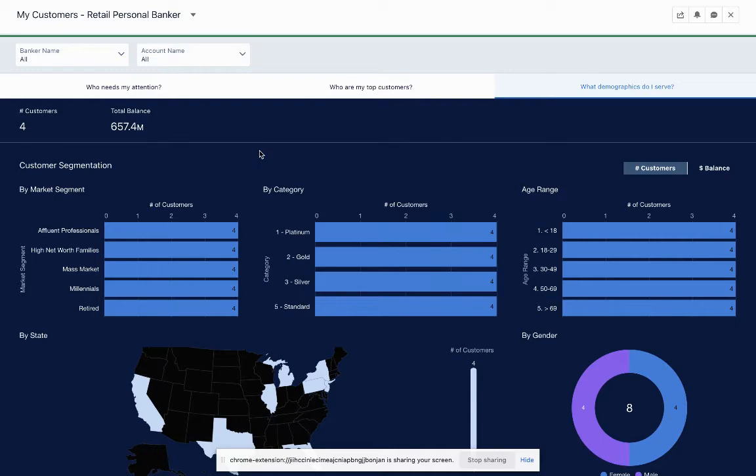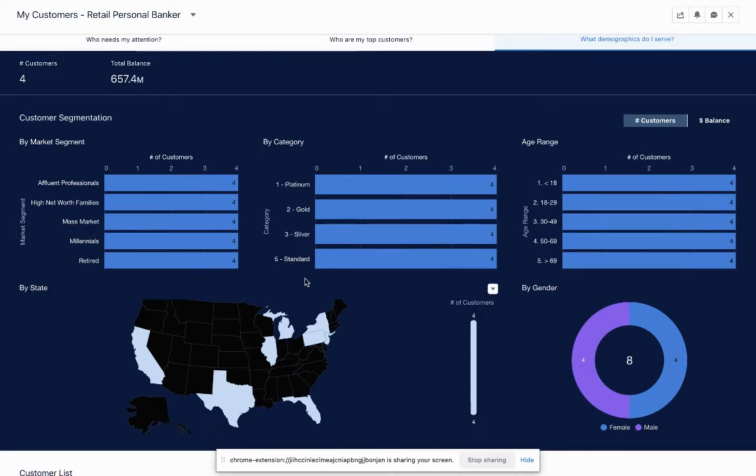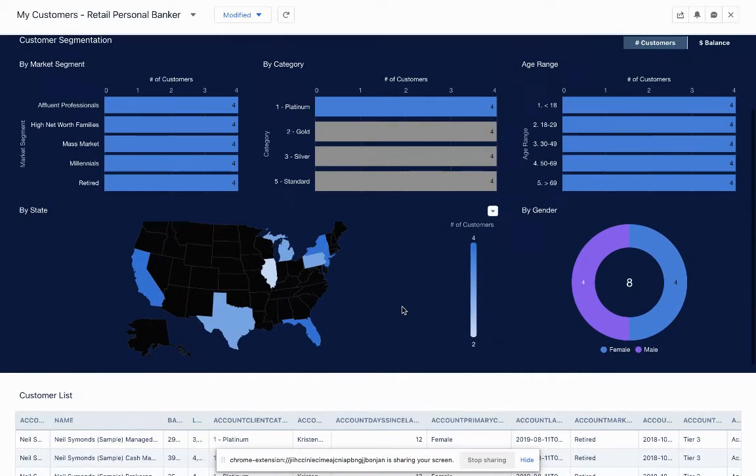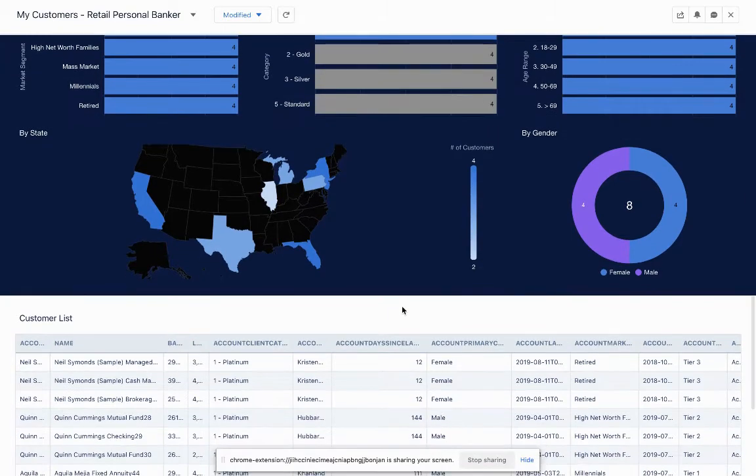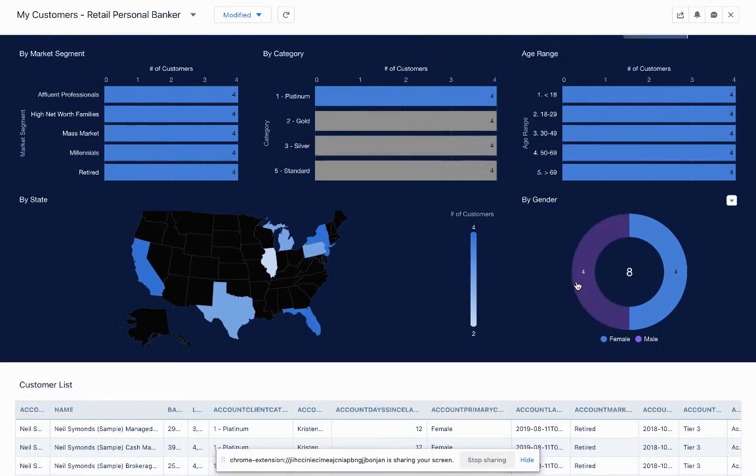So I can understand how my customers are segmented, what buckets they belong in, what class of customer are they? Are they standard, silver, gold, and platinum? So filtering allows me to get a good understanding of who my customers are, what their attributes are, and even what their gender and location are.